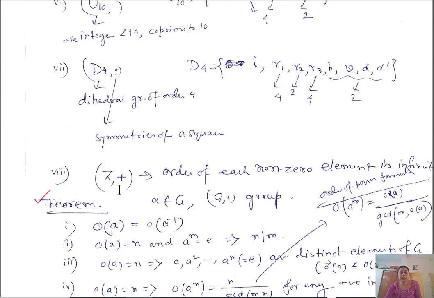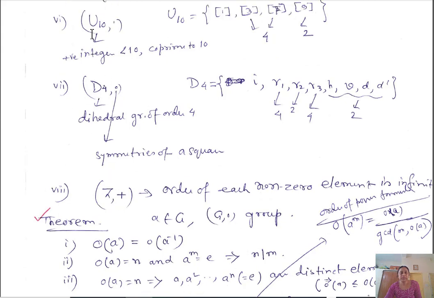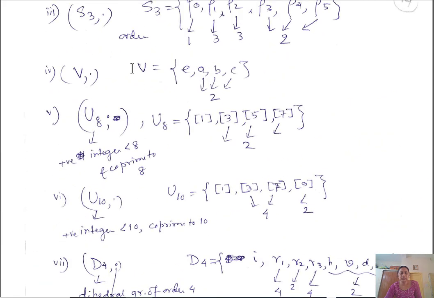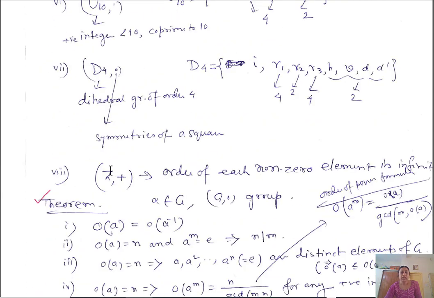If you consider Z plus, any non-zero element you take in Z plus will have infinite order. So this is one example. This is not a finite set. All these others were finite sets. This is not a finite set, and any element other than 0 has infinite order. And 0 is the identity element, its order is 1.